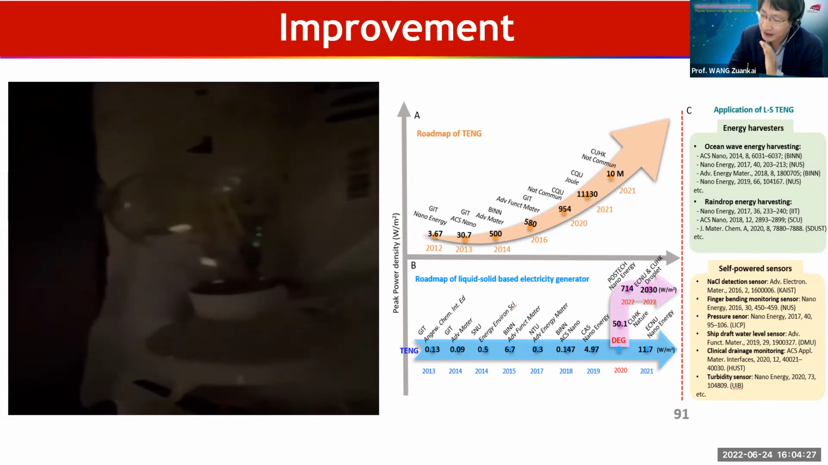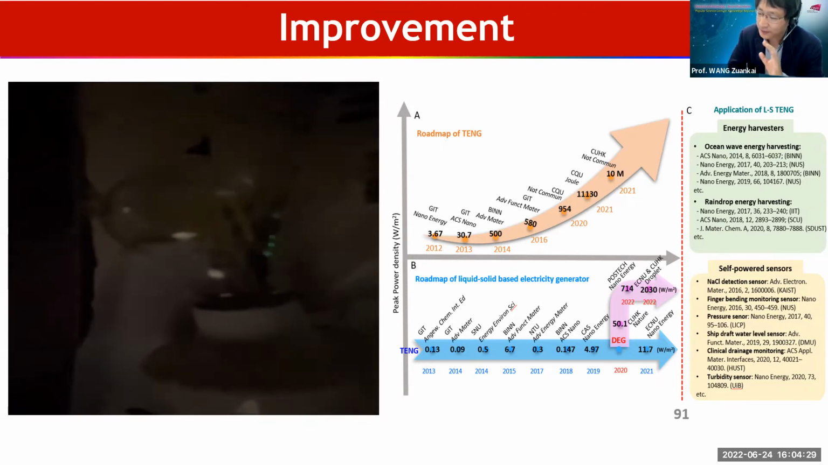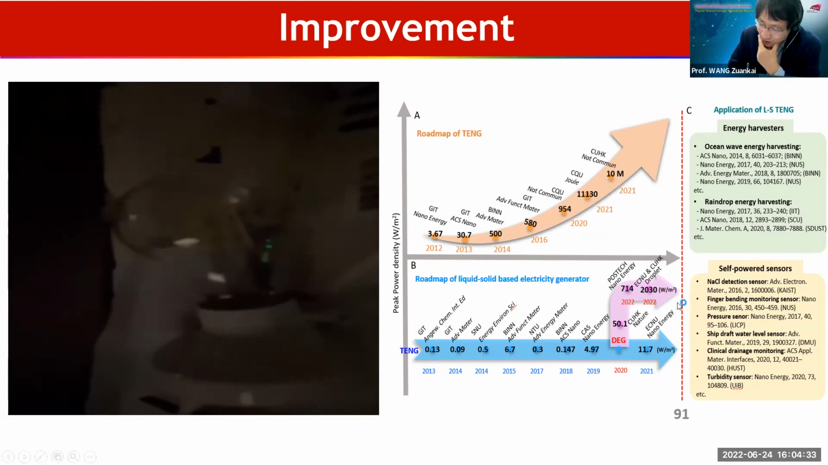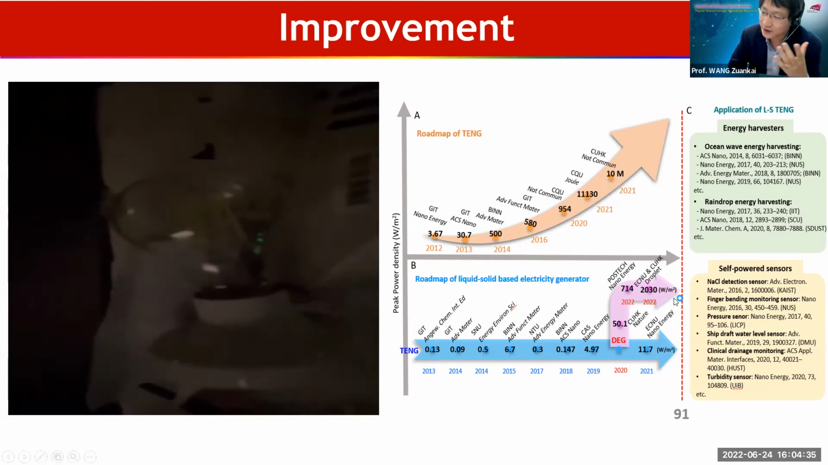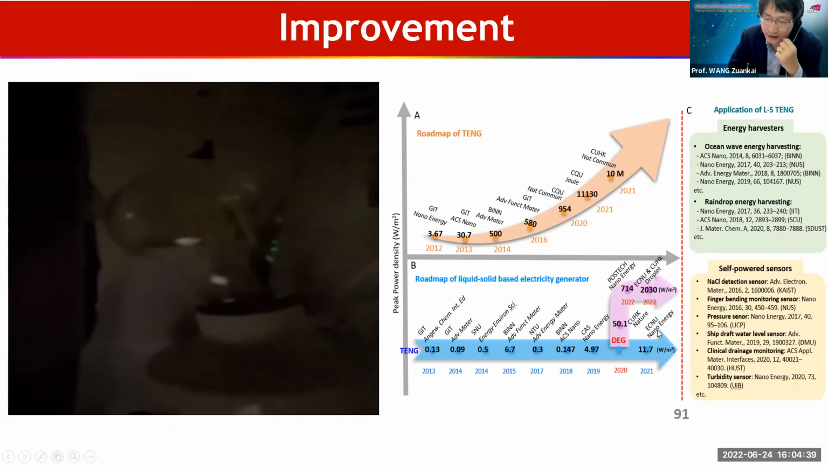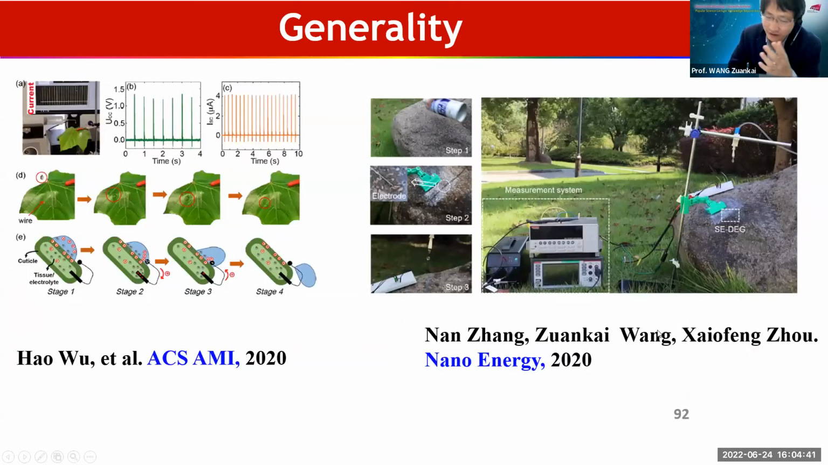We will have a paper come out, but here is the peak. The peak power density is 20,000 watts per square meter. But today we can reach 10,000 watts per square meter. Okay, so this is the beauty of the droplet. Not only from the surface, we can have the energy from the plant leaf, also from the stone. As long as we have water, we can harvest the energy.